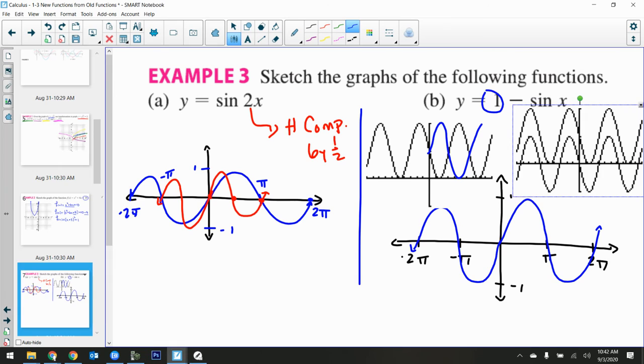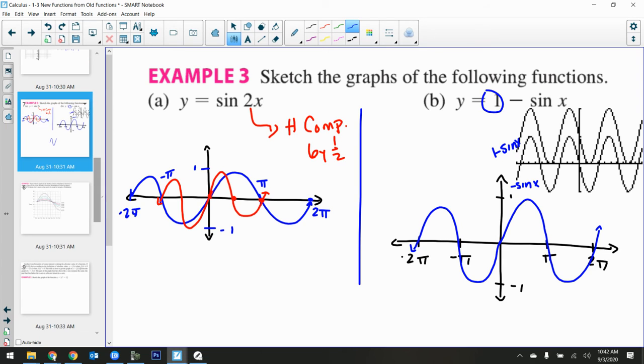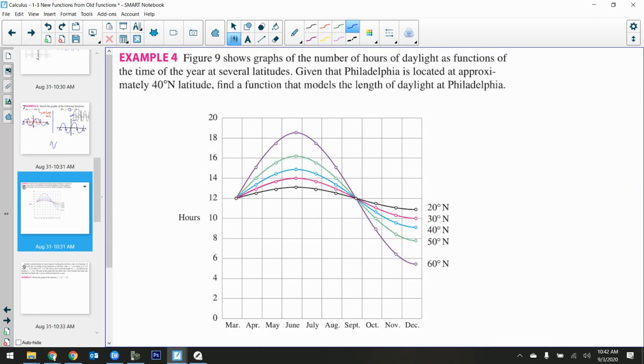Let me put that on the screen. Okay, this is negative sine x, and this is 1 minus sine x. Just showing that this is just a reflection, and then I shift it up 1 after the reflection. All right, so let's talk about this example. This is a really funky one. I had to do this one like 3 times.